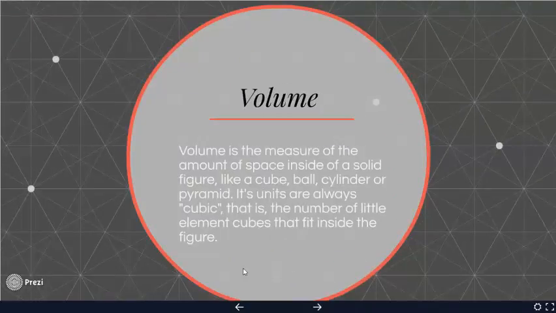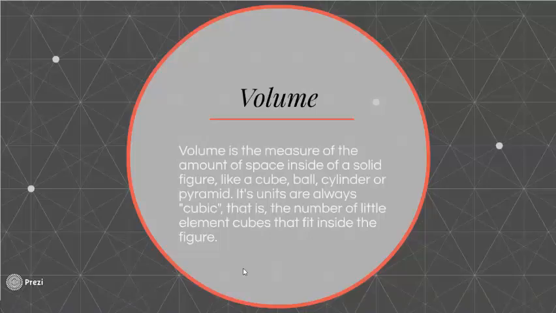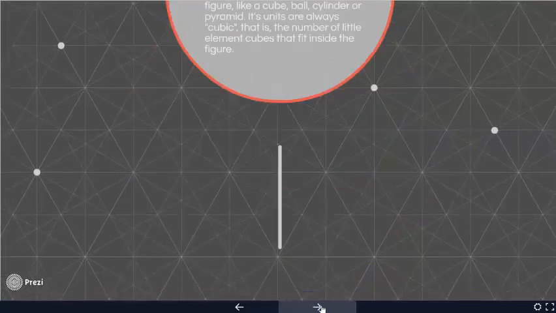The next thing we want to learn about is volume. So volume is just like area, only it takes into consideration the third dimension. So it's the amount of space inside of a solid figure, like a cube, ball, cylinder, or pyramid. The units of volume are always cubic. That is the number of little cubes that fit inside the figure. So if you think about building blocks that are square, those would be like the example that would fit in the figure.